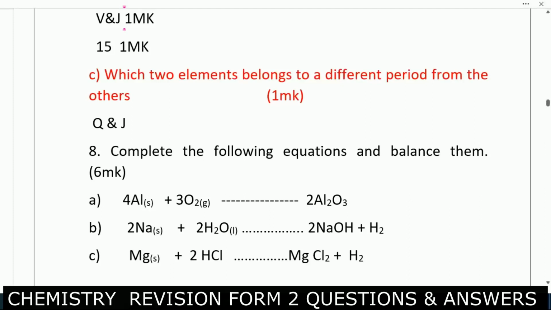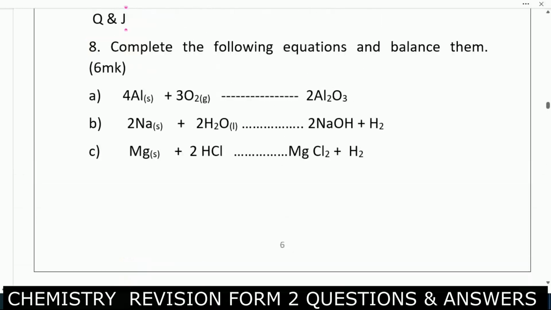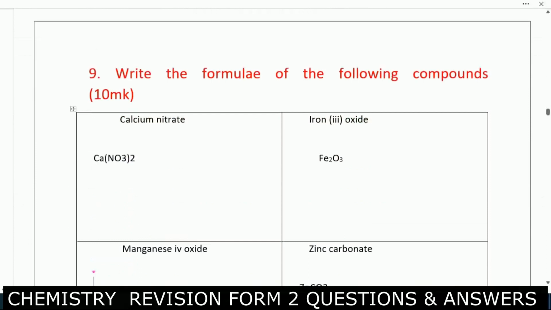Complete the following equations and balance them. Aluminium plus oxygen, you get aluminium oxide. Sodium plus water, you get sodium hydroxide, then hydrogen gas. Magnesium plus hydrochloric acid, you get magnesium chloride plus hydrogen gas. Then you should know how to balance. You can only know how to balance these equations by doing a lot of practice. You get many equations, then you balance them. The more you try, the better you become.